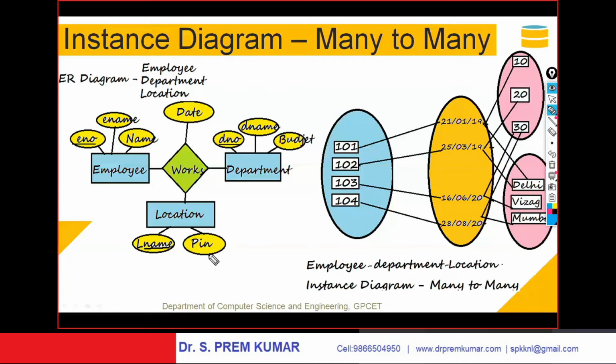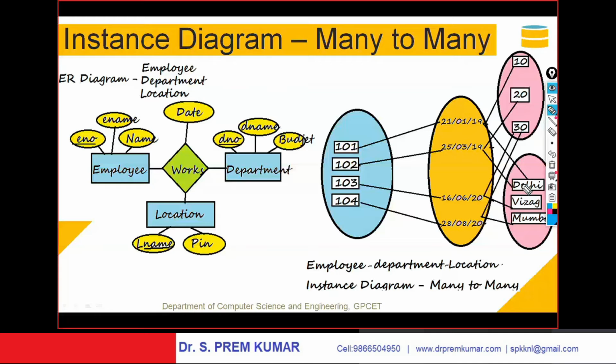Now, an instance diagram is a sample diagram with data. I am taking some data. 101 is an employee, with so and so date. He is working for department number 10, and department number 10 is at Delhi. 102 worked on so and so date for department number 20, and that department number 20 is also at Delhi.